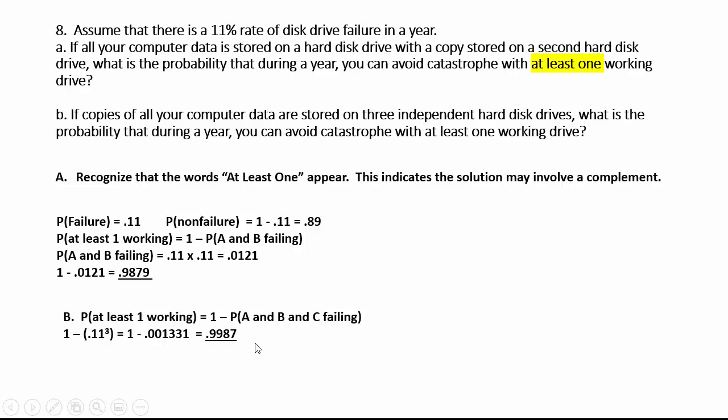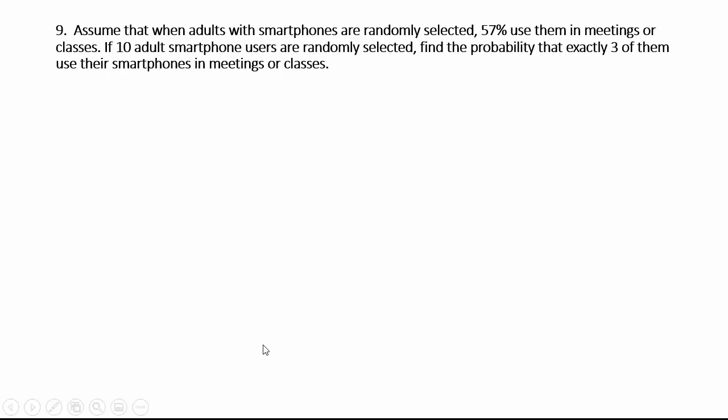And once again, does all this make sense? It should. If there's only an 11% chance of that disk drive failing and you have 2 of them, that probability of failure is going to be greatly reduced, and the survival probability is going to be way up there. If you have 3 of them, obviously it's going to be almost fail safe. So you don't have to worry about that. Anyway, that is number 8.